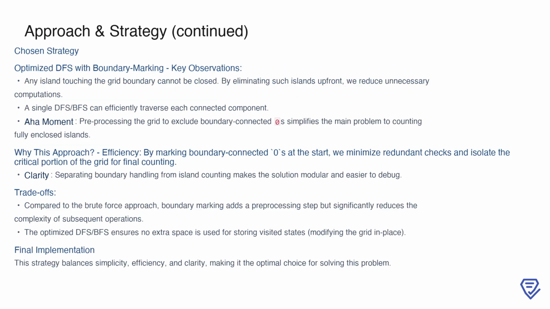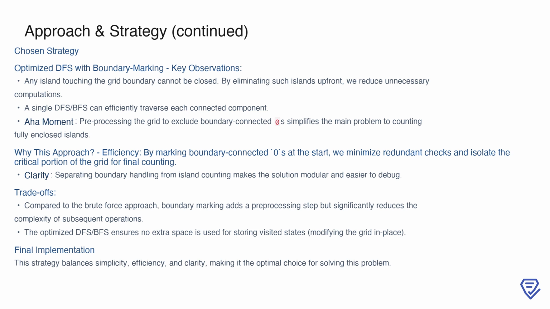The chosen strategy builds on the boundary marking optimization, leveraging its efficiency and clarity. The key observation is that any island touching the boundary cannot be closed. By eliminating these islands at the start, we simplify the problem to counting only fully enclosed islands.